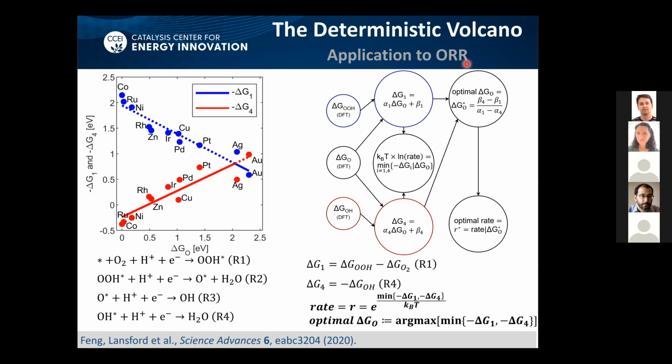We're looking here at what is called the ORR reaction. This is the oxygen reduction reaction. It's one important reaction in fuel cells. And the reaction network actually is fairly simple in this case. 2 of the reactions actually are the most important.